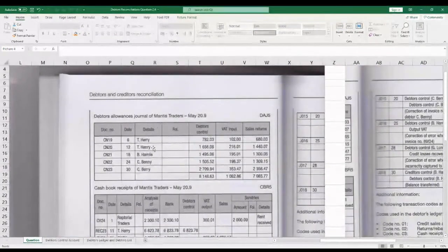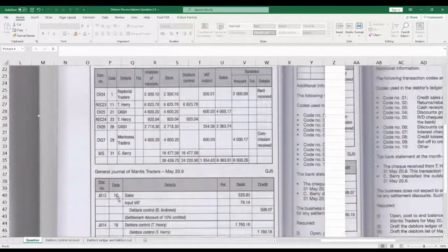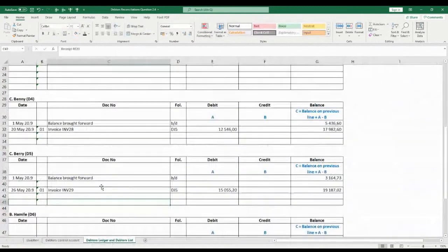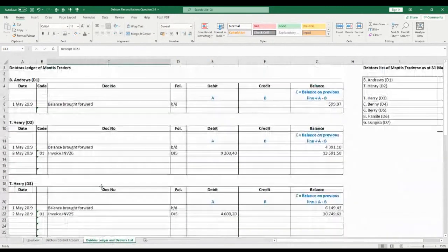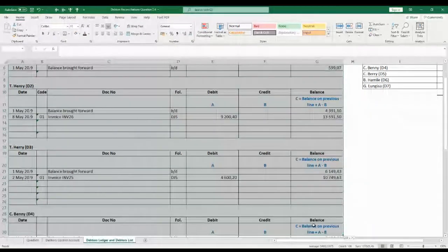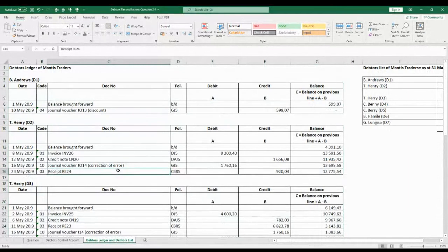You would do exactly the same with your debtors allowance, your cash book receipts. Okay, and then when we get to the general journal, you would actually capture the individual journal to that individual account. So let's quickly look at what it would look like for the first three debtors, just to explain the concept before we take a break.